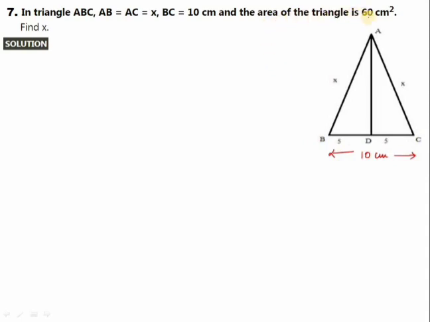For the area of the triangle, the formula is simple: half into base into height. Basically I've got the base, which is 10, but I don't have the height here. So what I have drawn here is the height, and the height from the diagram is nothing but AD. These are the things that you need to understand from the diagram.